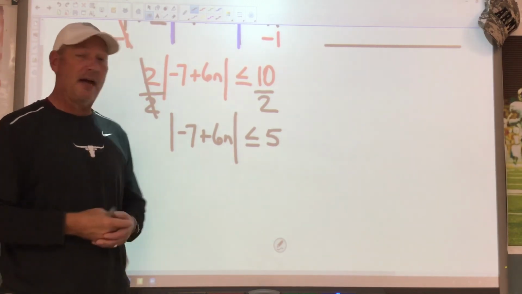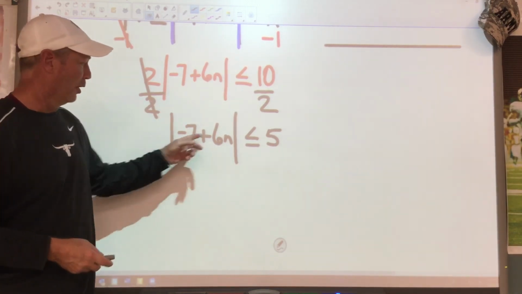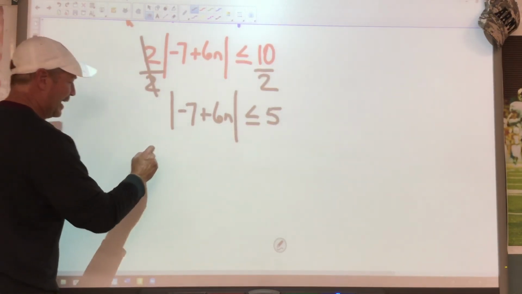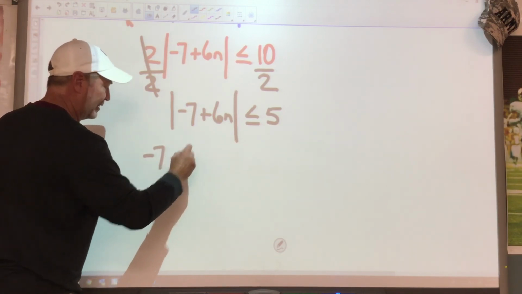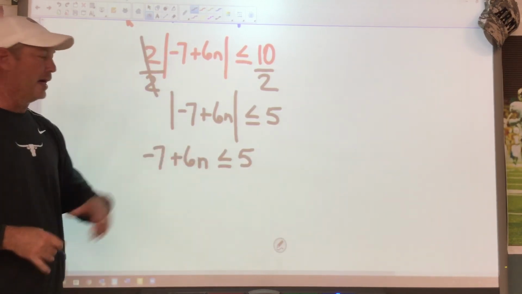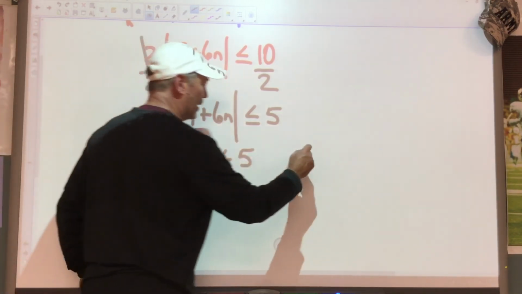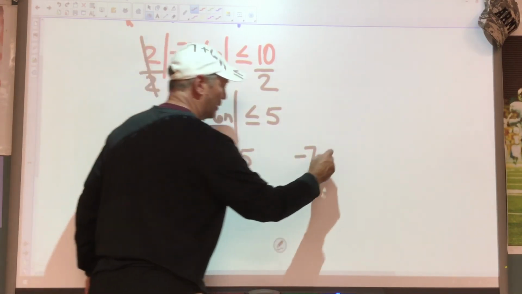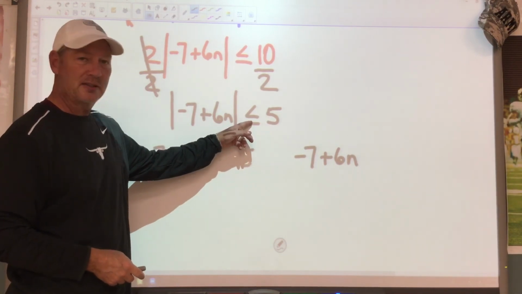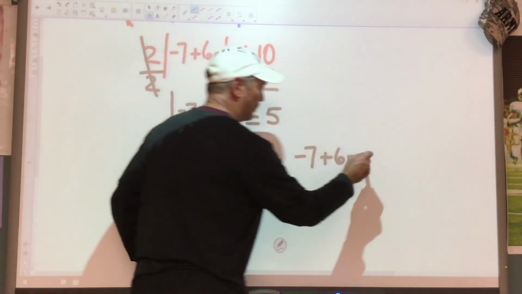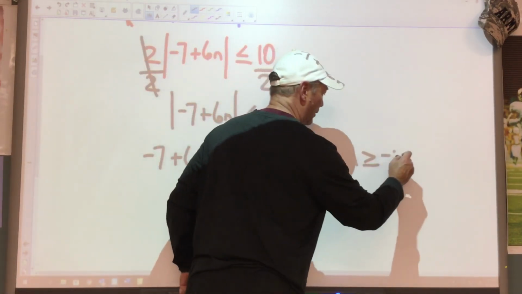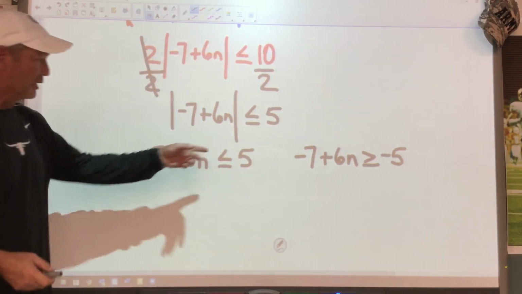Now, again, we're going to have to work it 2 ways. We're going to work it the first time just like we see it. We're going to say negative 7 plus 6n is less than or equal to 5. The second time we work it, we're going to say negative 7 plus 6n. We have to flip the symbol and point it the other way, and then we take the opposite also.